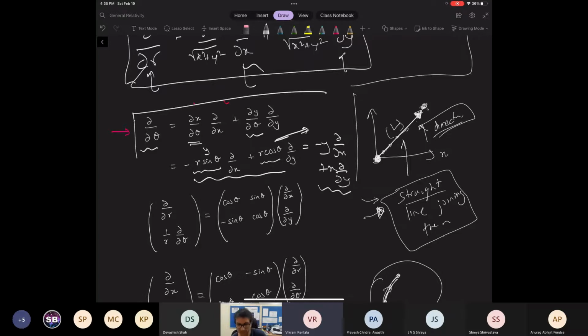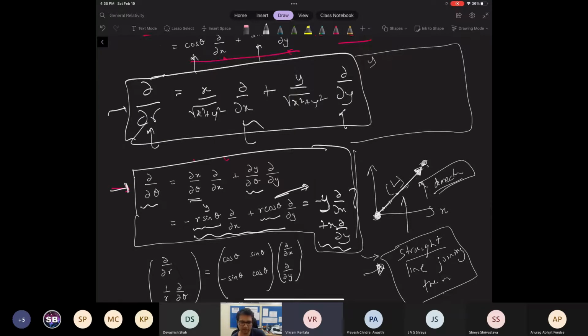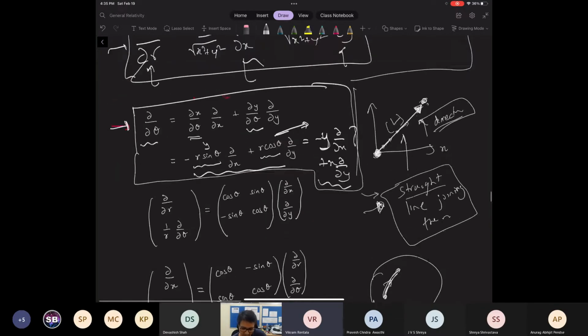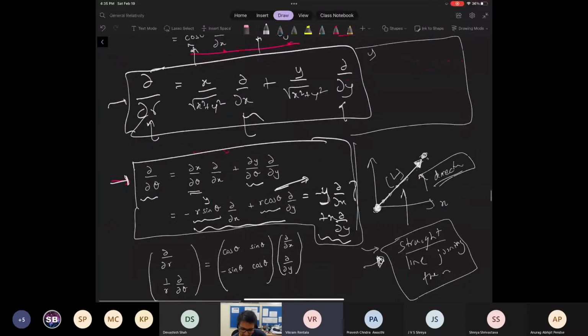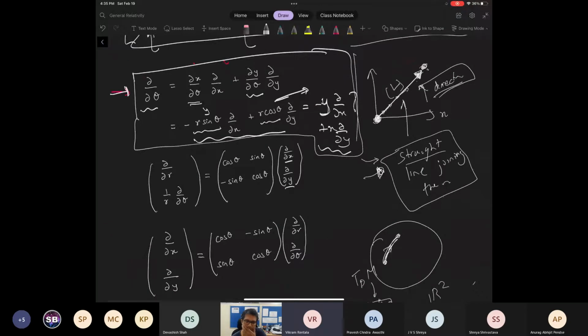Okay, this is strictly speaking the right transformation law, or the right way to write the transformation law. Now that I have this, I can use it to write these transformations as a matrix. So I can write partial r is cos theta, sin theta times partial x, partial y, and partial theta is minus sin theta times partial x, cos theta times partial y, where I've divided by 1 by r over here. So what you see is 1 by r times partial theta and partial r.